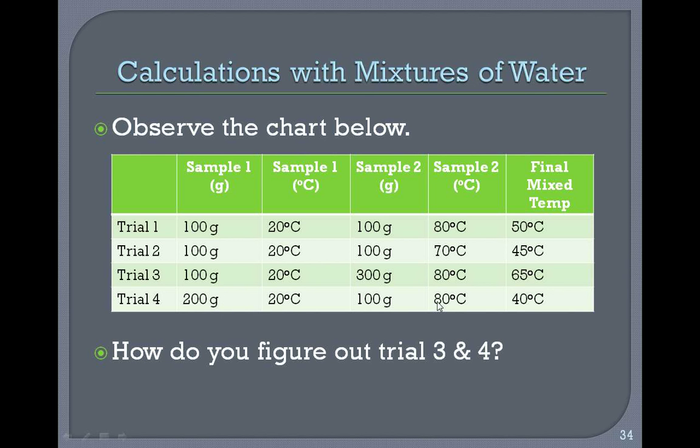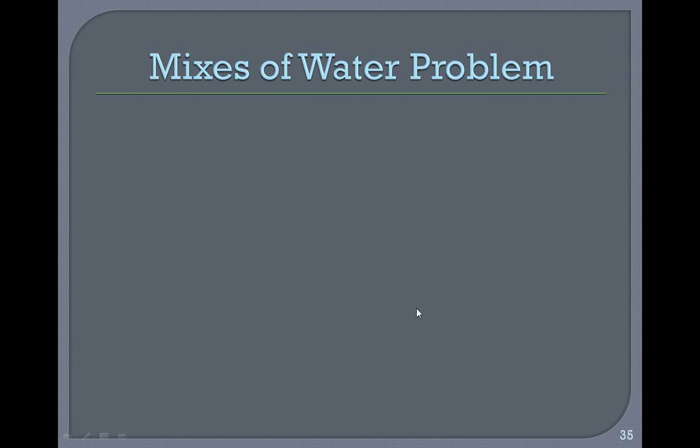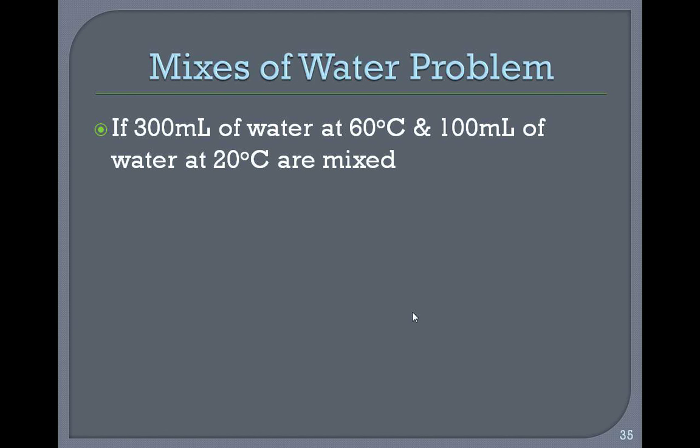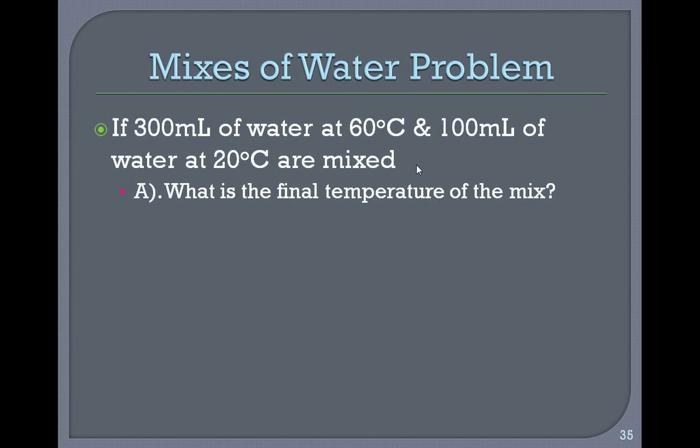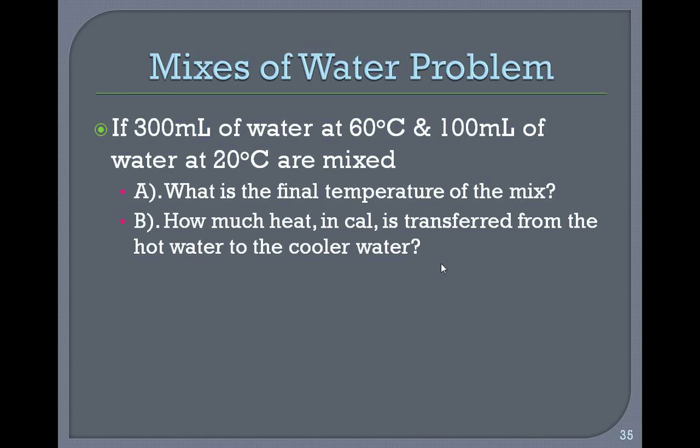In trial 4, you could say there's 200 grams at 20 degrees Celsius and 100 grams at 80 degrees Celsius. The final temperature should probably be closer to the 20 degrees than the 80 degrees. And it is. So how do you figure this out without actually just taking a wild guess? This is an example that is not on the worksheet. If you had 300 milliliters of water at 60 degrees Celsius and 100 milliliters of water at 20 degrees Celsius, and you mix them, what's the final temperature?